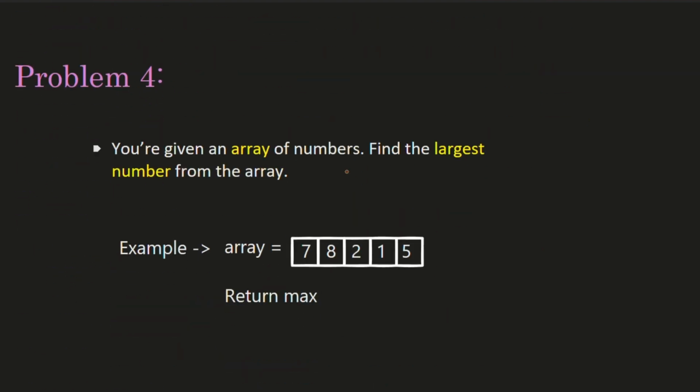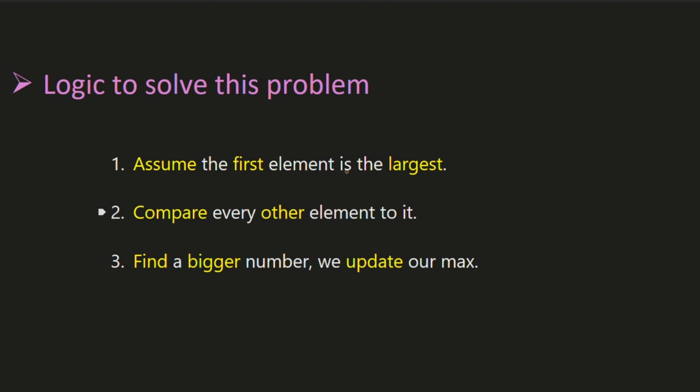Find the maximum element in an array. Let's understand the problem statement. You're given an array of numbers. Find the largest number from the array. Let's see the logic to solve. We will start by assuming the first element is the largest. Then we compare every other element to it. If we find a bigger number, we update our max.